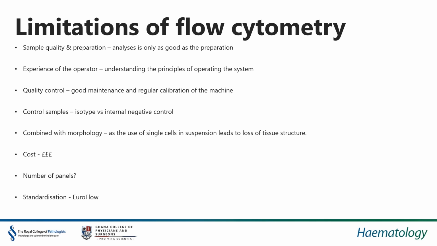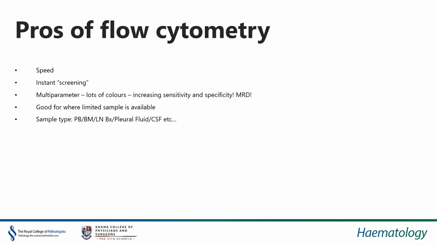However, what are the pros of flow cytometry? Well, it can be quite quick, and it's often used as an instant screening process. When we talk about instant screening, we can tell whether it's B cell, T cell, myeloid, whether it's a mature disease or an immature disease. And then that can direct the subsequent testing of our colleagues in the genetics labs.